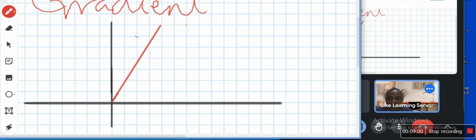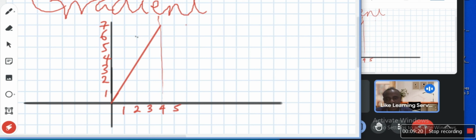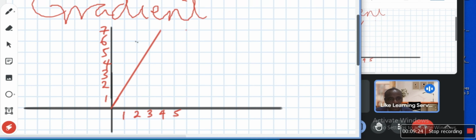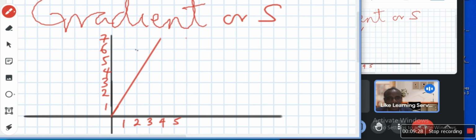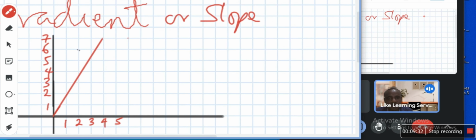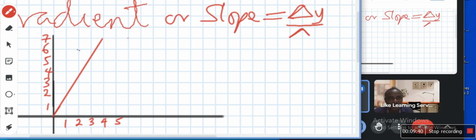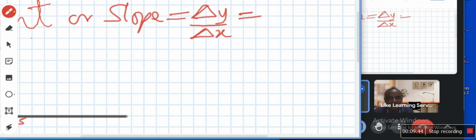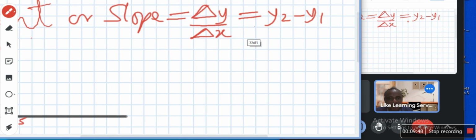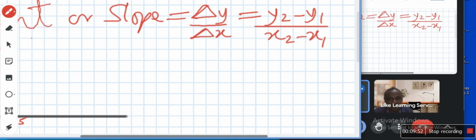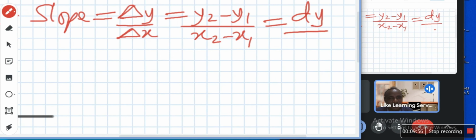what's the gradient of this line? This is 1, 2, 3, 4, 5, and so on. 1, 2, 3, 4, 5, 6, 7, and so on. What's the gradient of this line? You know, gradient is rise over run, isn't it? Changing y over changing x. Gradient or slope is changing y over changing x, is it not? Or let me write it like this, change in y over change in x, over x2 minus x1, or like y2 minus y1. That's a change in y, all over x2 minus x1. That's a change in x, which is simply change in y over change in x.